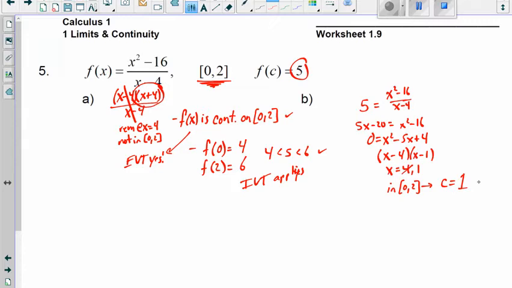Now, remember we reduced this fraction to x plus 4. We could have just done up here 5 equals x plus 4 and got x equals 1 right away, since it is the same function everywhere but that hole. And so you can take little shortcuts like that.